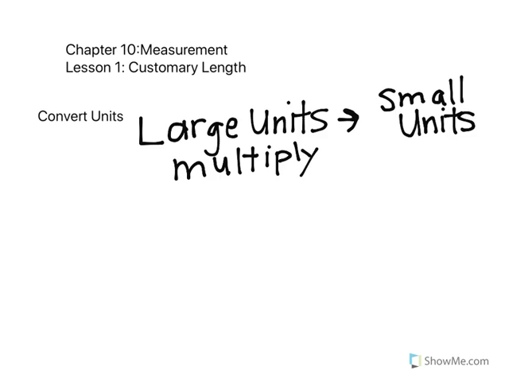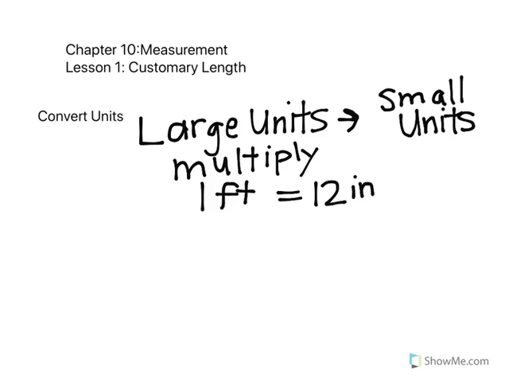And the reason we multiply is because we're going from big to small, so we're going to get more of them. The one example I always like to use is going from feet to inches, because all of us know that one really well. We know that 1 foot, which is our larger unit, equals 12 inches.